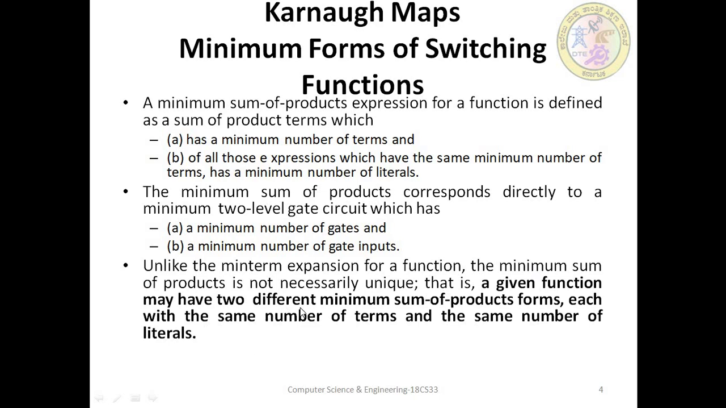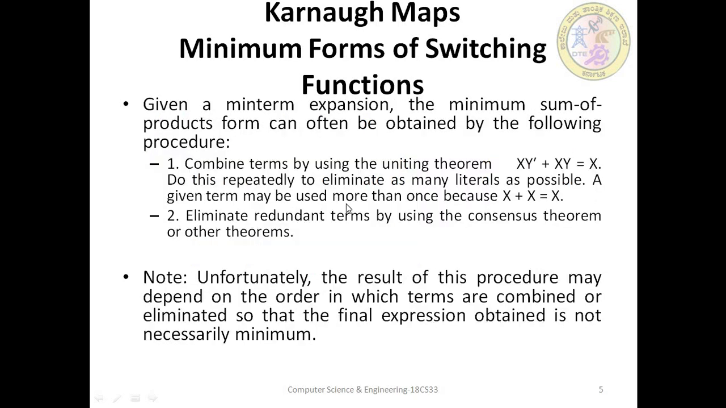A given function may have two different sum of products expressions, each with the same number of terms and the same number of literals. It can happen like that. So given a minterm expression, the minimum sum of products can often be obtained by the following procedure. As you already know, combine the terms using the uniting theorem, where AB bar plus AB is nothing but A only. If we do this repeatedly, it will eliminate many literals. Here you can see we have nearly 4 inputs and we have only one single output.